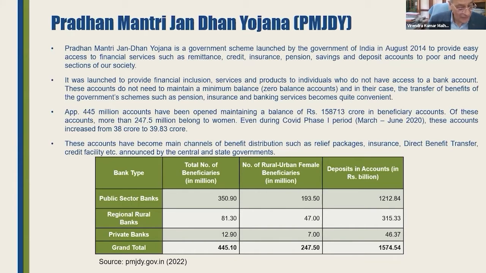Thus far, 445 million accounts, which is 44.5 crore accounts, maintaining a balance of 1,58,713 crore, have been opened. And more than 50% of that, that is 247.5 million, belong to women. Even during phase one, that is March to June 2020, these accounts increased from 38 crore to 39.83 crore. So relief packages, insurance, direct benefit transfers, and credit facilities have been extended by both the central and the state governments through Jan Dhan accounts.